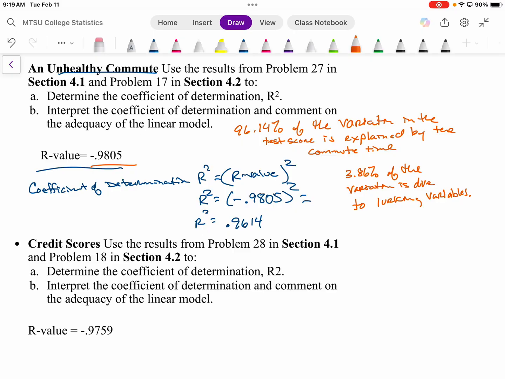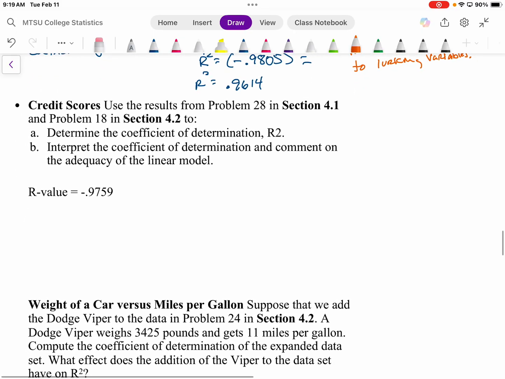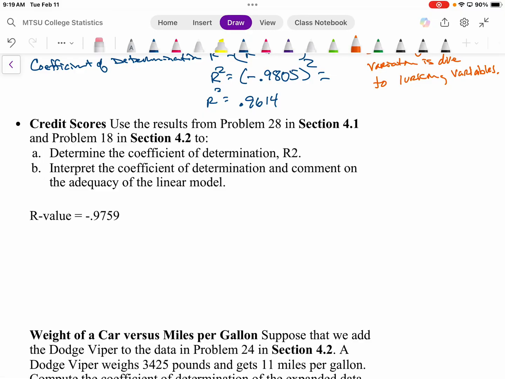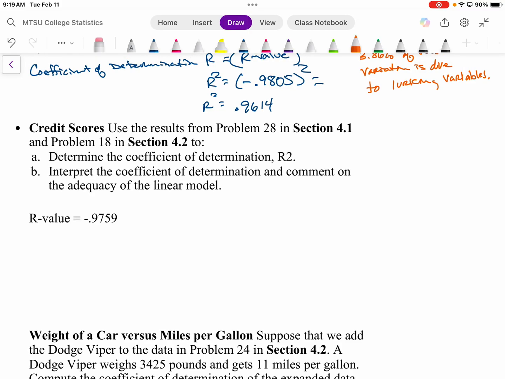Okay. Next one here, if you're working ahead of me, they want us to again find the R-squared value and then also do the interpretation. So again, the R-squared is just taking that negative 0.9759 and squaring it.